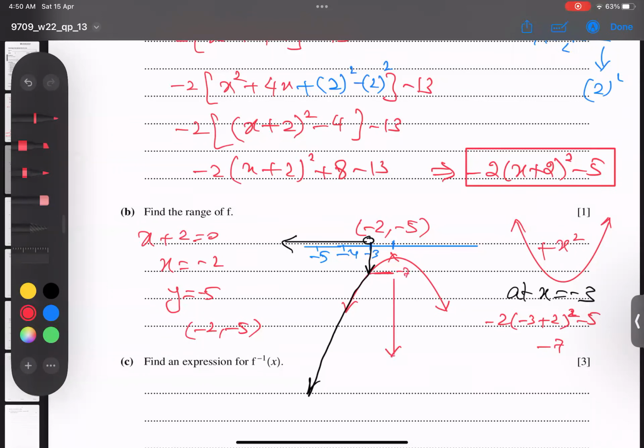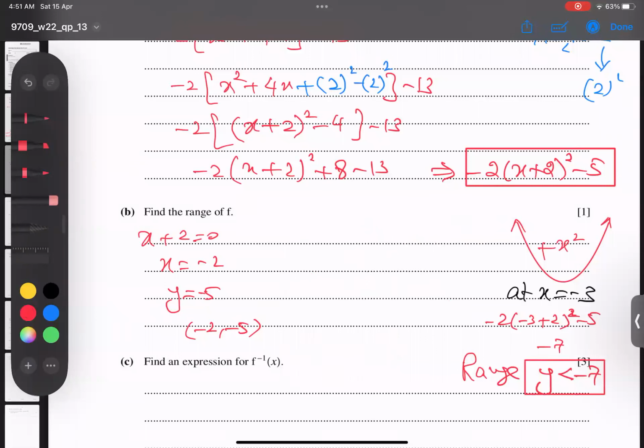So I can say, what is the range here? I'm writing the range down here: y is less than or equal to negative 7. I hope that is clear, because range stands for y value, domain stands for x value. I hope you got the idea, but if I make it more accurate, maybe you get a better picture.